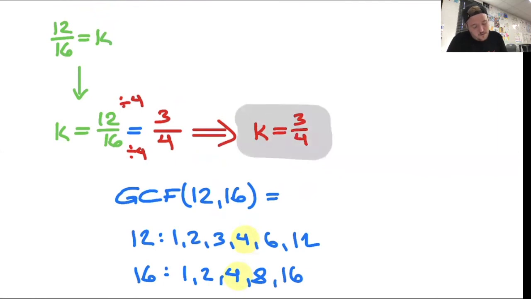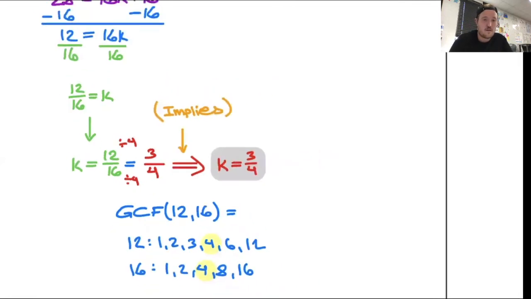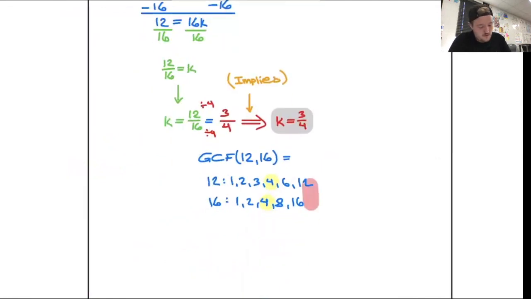So k equals 3/4. Once again, just in case, I will be using a lot of math notation and a lot of math symbols. So the arrow means implies. Okay, so just as mentioned before, this is extra. You're not going to be required to write it out.